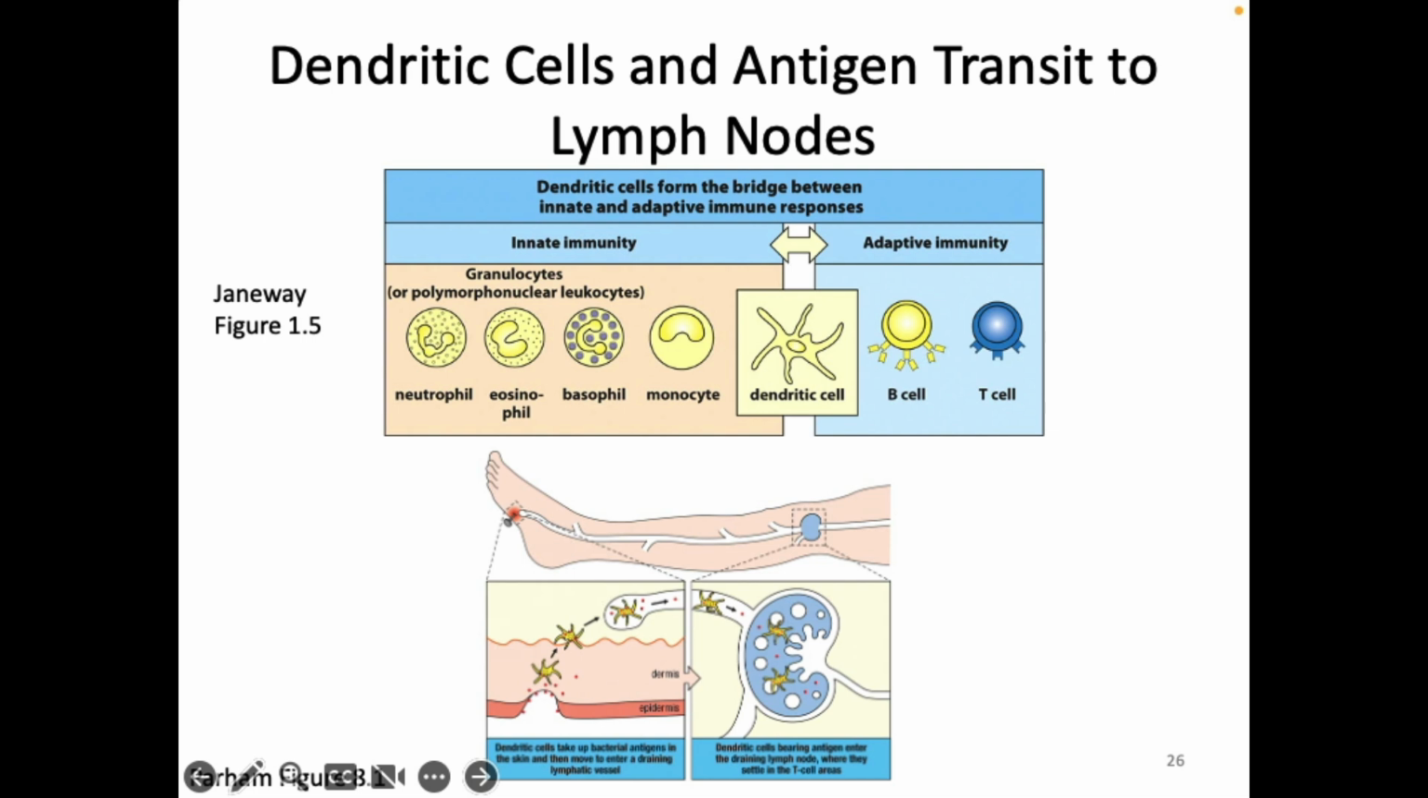And so dendritic cells are sometimes thought about as being like the bridge between innate and adaptive immunity. They're really key, even though they are 100% innate immune cells, in helping us turn on adaptive immune responses. In particular, we really need them for turning on T cells.